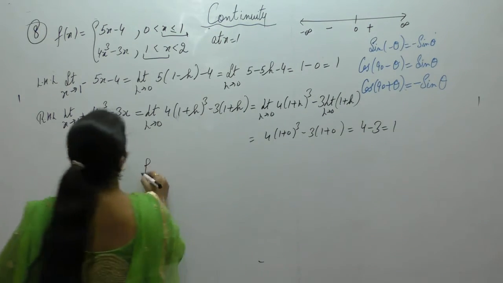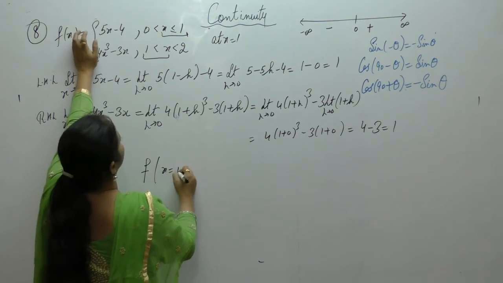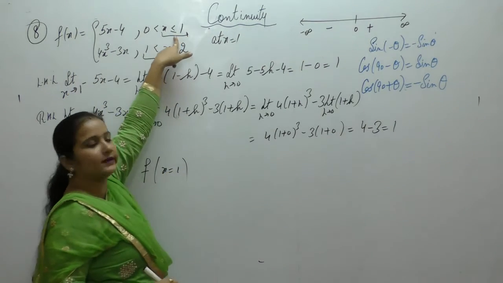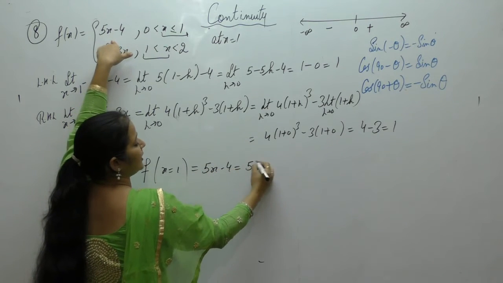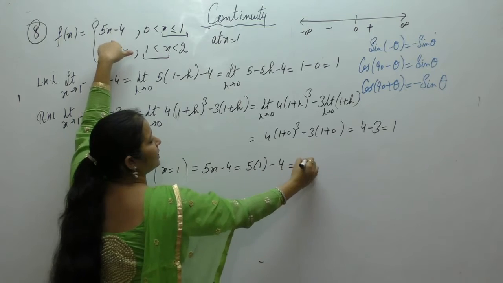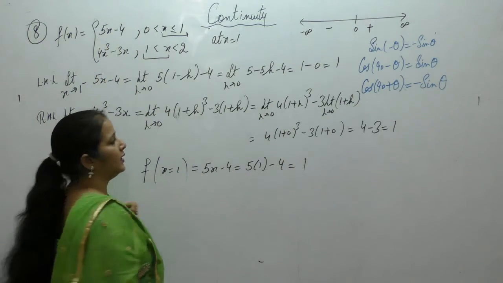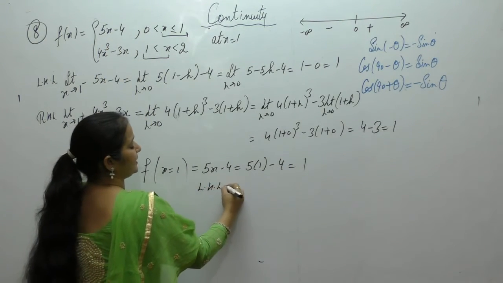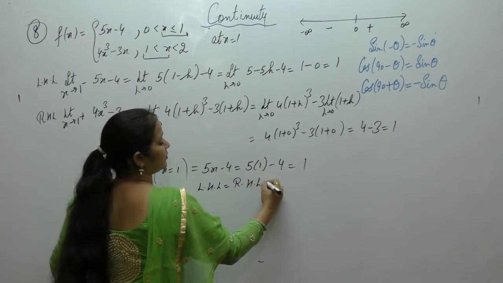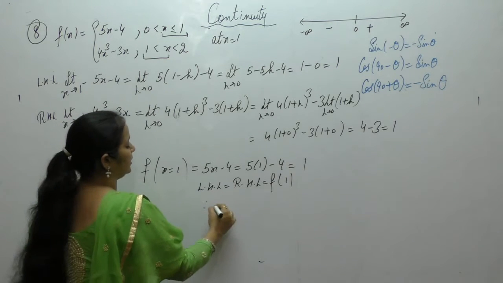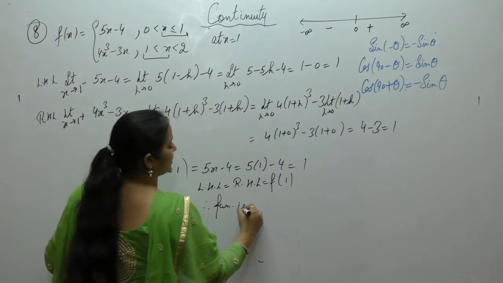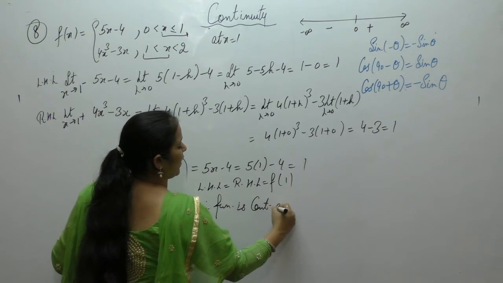Now value of the function at x is equal to 1. When x is equal to 1, then the function has value 5x minus 4. So instead of x, put 1 here. 5 minus 4 is 1. Now left hand limit is equal to right hand limit is equal to value of function at that point. Therefore, the function is continuous at x is equal to 1.